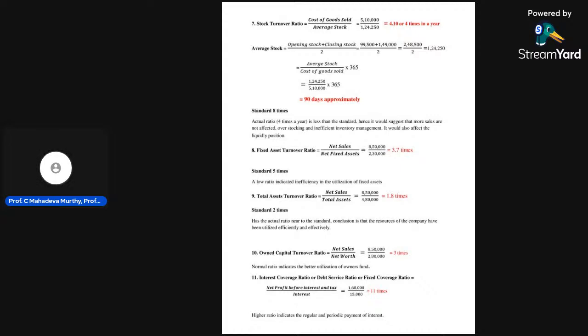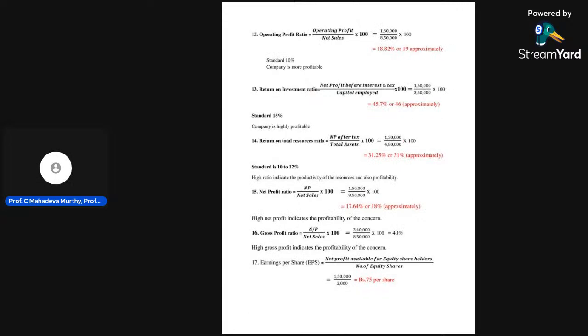Therefore, in that context, 11 times is there. The higher the ratio, the more it indicates regular and periodic payment of interest. That is the duration. Some ratios we don't have standards for. Some ratios we have standards for. Okay, next one, that is operating profit ratio.